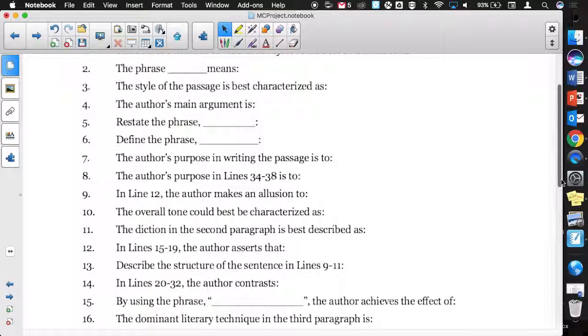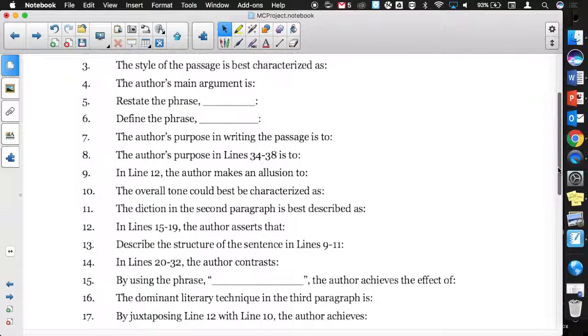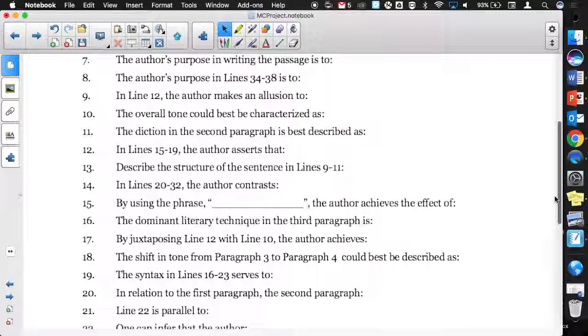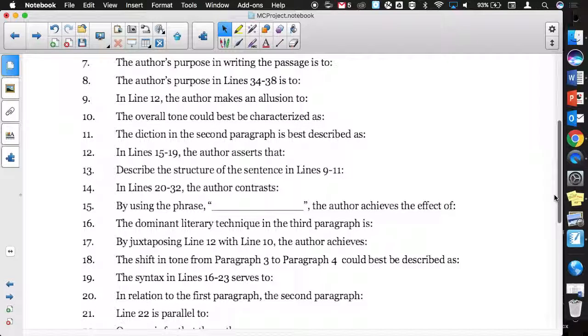What would number 3 be? Style of the passage. Probably going to be syntax, because you would be characterizing sentence structure, writing style, and things like that. Maybe potentially some diction coming across. So, in number 11, the diction is best described as, how would you answer that?